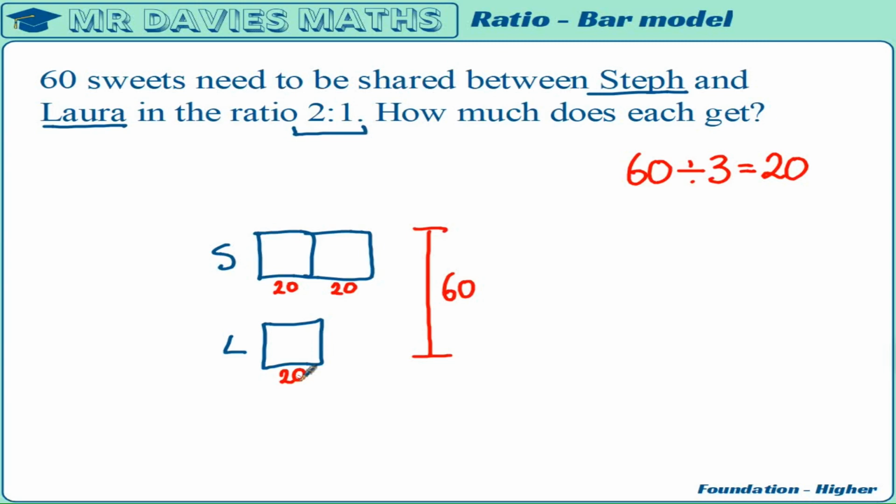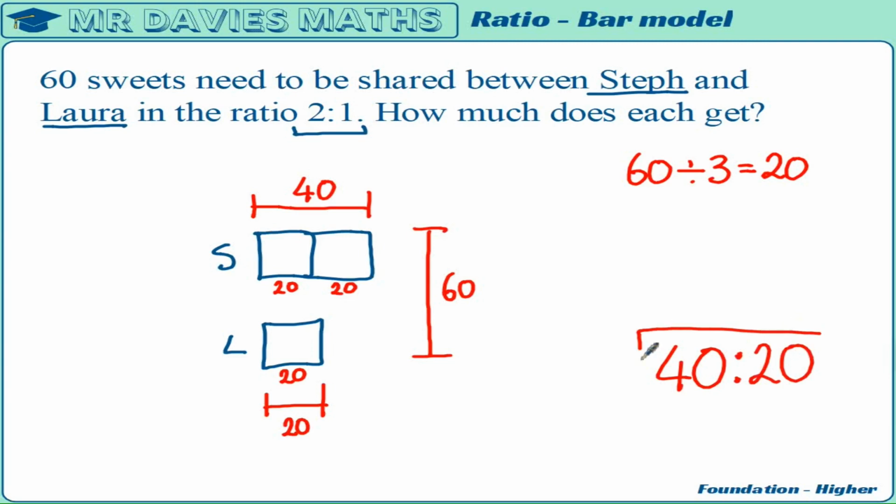Okay, so to finish this question off now, all I need to think about is how much did Steph get? Well, she had 2 boxes and there was 20 in each, so she ended up with 40 sweets. And Laura only had the 1 box, so therefore she had 20 sweets. So my answer would be 40 to 20 as a ratio.